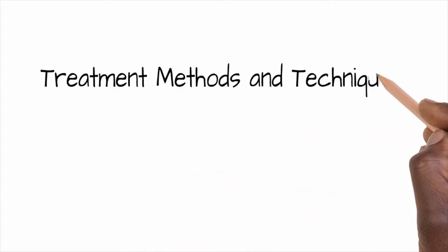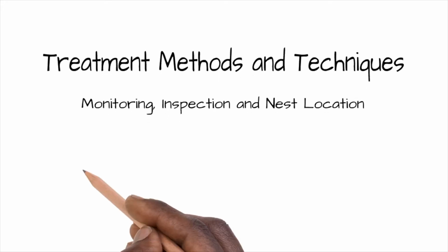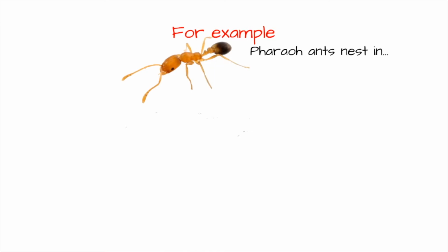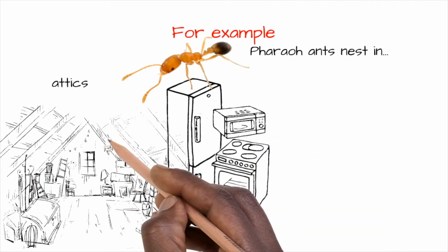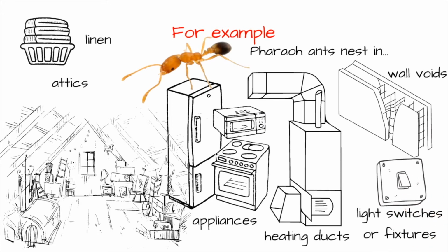Treatment methods and techniques. Monitoring, inspection, and nest location. It is important to locate all nests or areas of foraging activity. Nests often can be located by following trails of foraging ants. Indoors, ants nest almost anywhere. For example, pharaoh ants readily nest in attics, appliances, linen, heating ducts, wall voids, and light switches or fixtures.